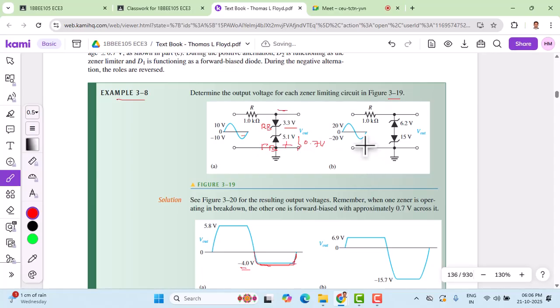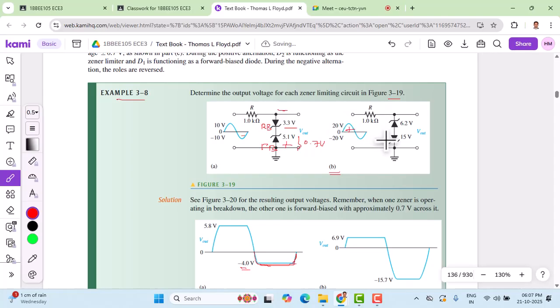Let's have a look at the circuit shown in figure B. The only difference between the first and second circuit is that the Zener diode terminals have been interchanged here, as you can see. Now let us look at how the positive and negative half cycles work. Here the input voltage positive peak goes up to 20 volts, and the negative peak is minus 20 volts.